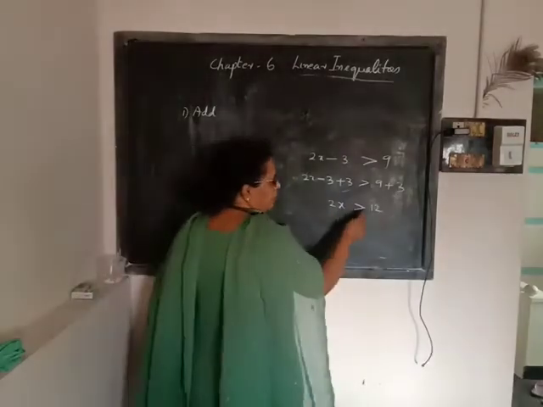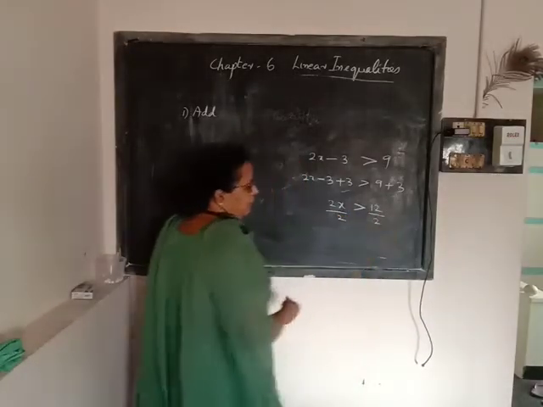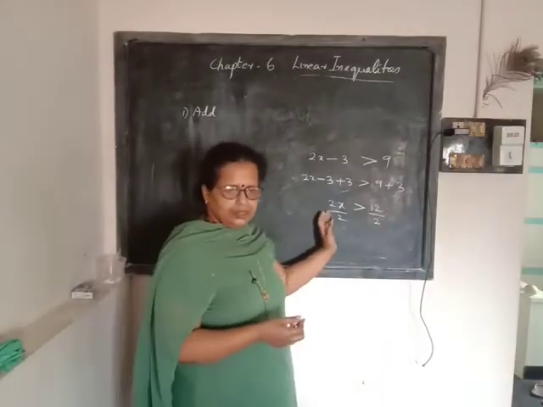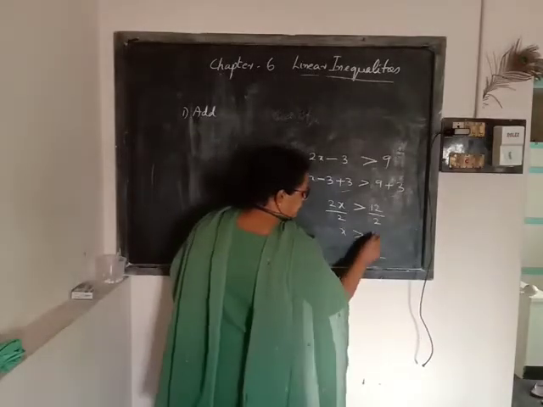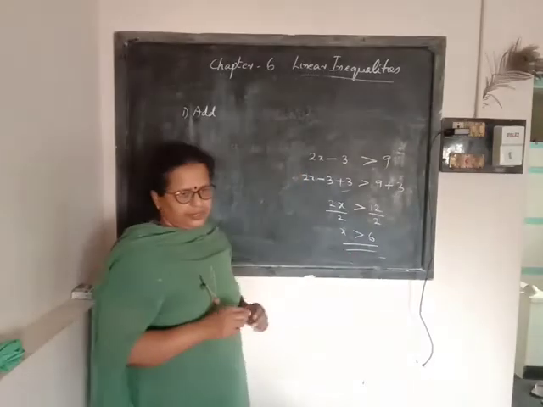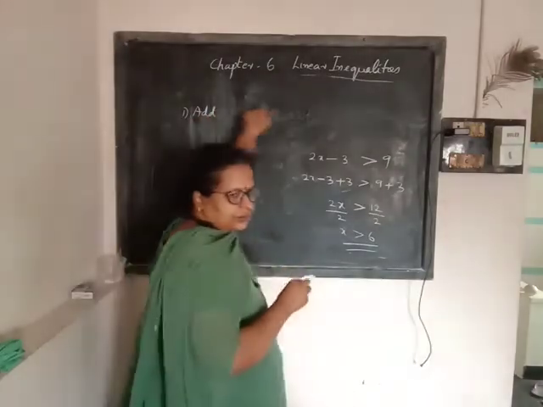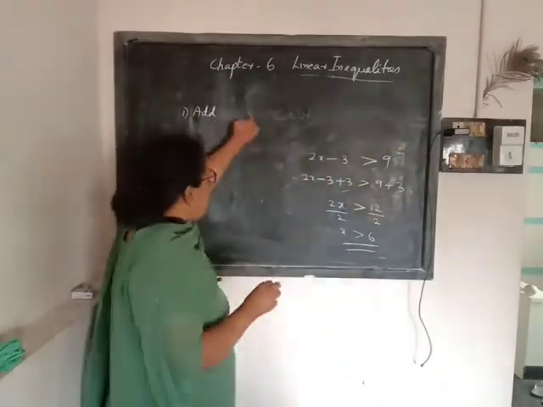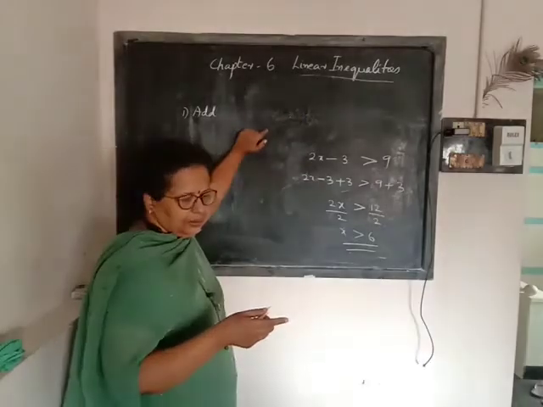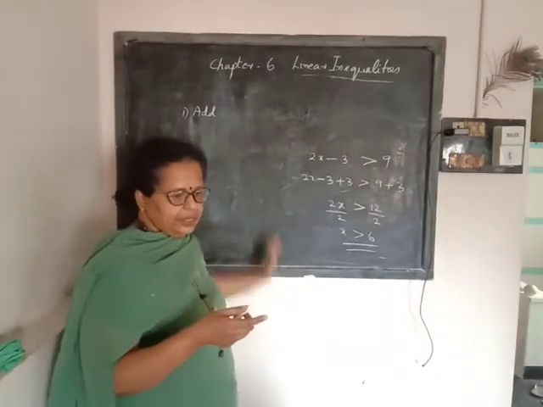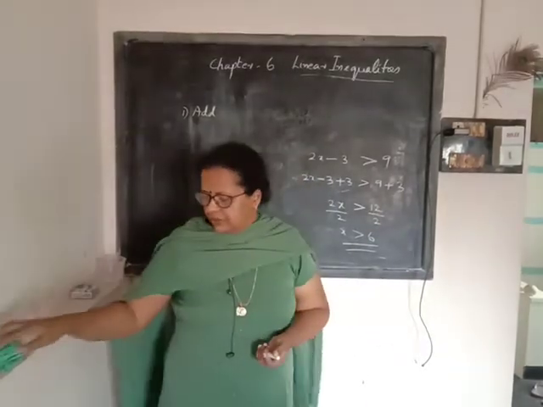Next what do I have to do? I have to divide both sides by 2. That is another rule. We can divide both sides by the same positive number 2. So it will become x greater than 6. This is the solution: x greater than 6. So one thing is that we can add the same number to both sides of the inequality.